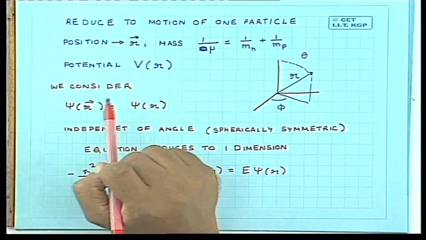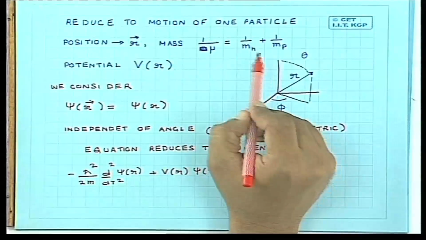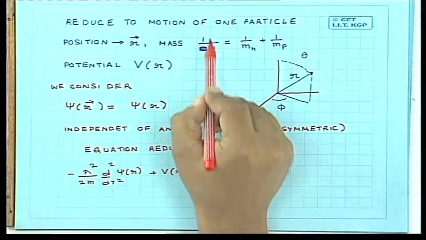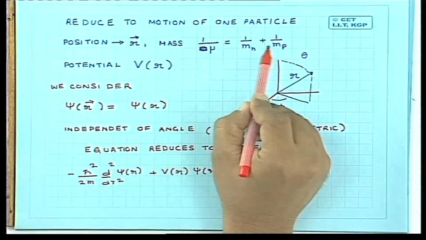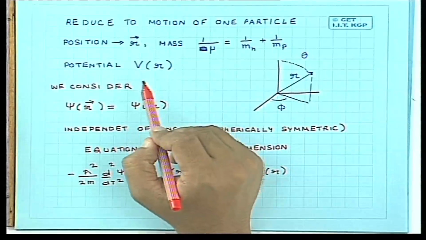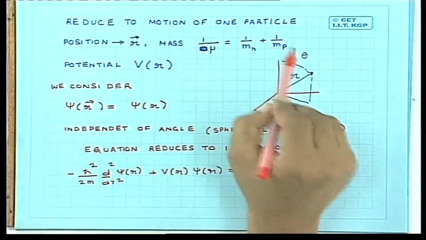It is the reduced mass, which is denoted by mu, and it is related to these two masses, the mass of the neutron and the mass of the proton, as 1 by mu is equal to 1 by the mass of the neutron plus 1 by the mass of the proton. These things all actually can be worked out. Okay, two-body problem. In classical mechanics, it has nothing to do with quantum mechanics.